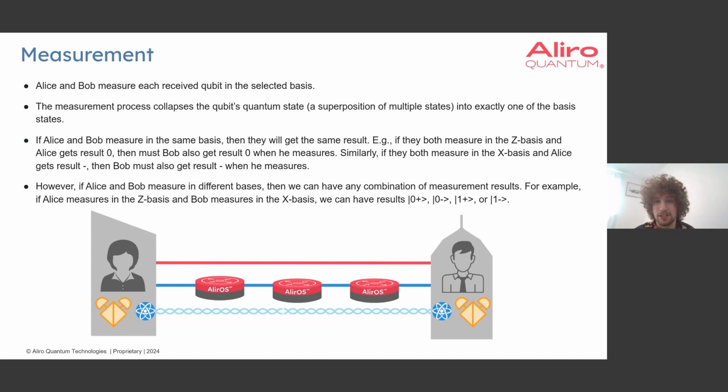However, if Alice and Bob measure in different bases, then we can have any combination of measurement results. For example, if Alice measures in the z basis and Bob measures in the x basis, we can have results 0 and plus, 0 and minus, 1 and plus, and 1 and minus.